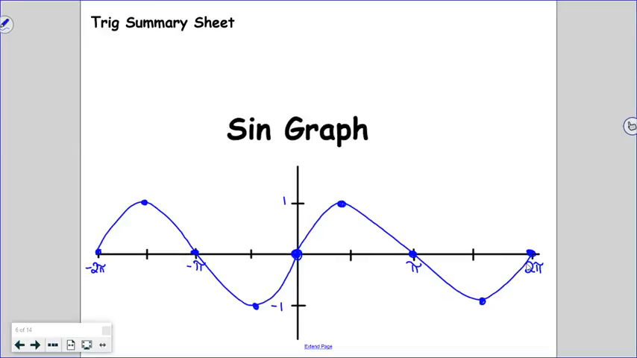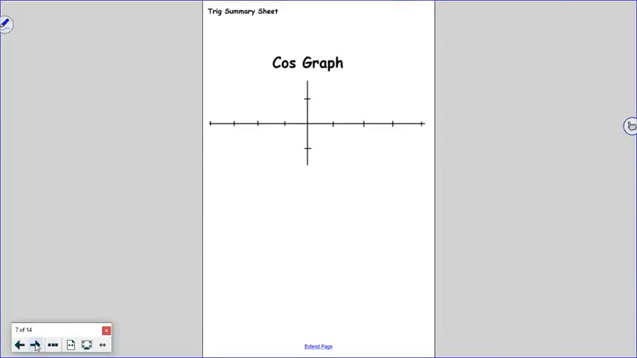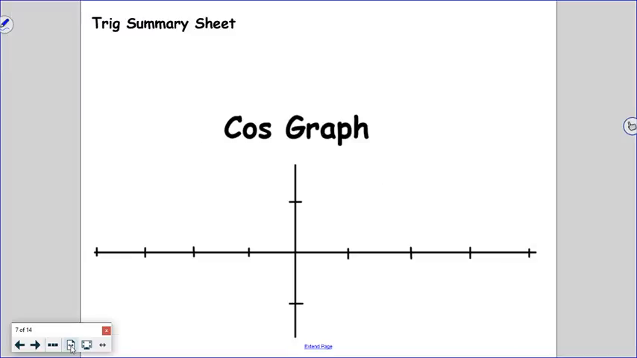Anyone still need your perfect sine curve up there? Let's go do our cosine curve. Okay, cosine curve, same numbering on our axis. 2 pi, pi, up to 1, down to negative 1.